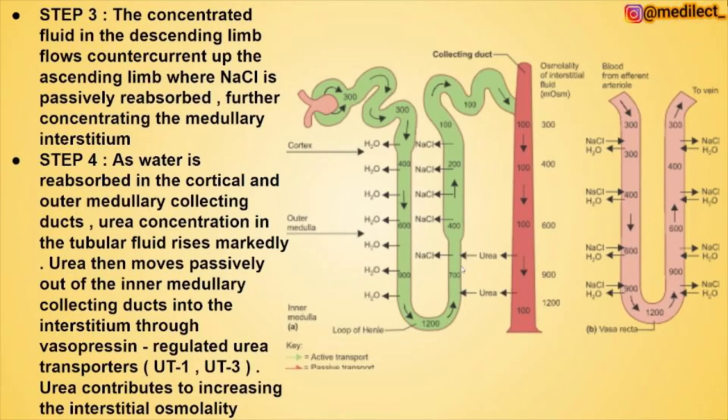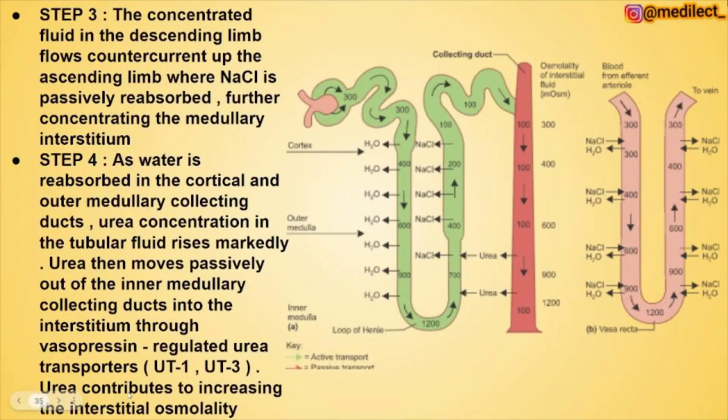Now, step 4: as the water is reabsorbed in the cortical and the outer medullary collecting ducts, urea concentration in the tubular fluid increases. So, as the urea concentration in the tubular fluid increases, what will happen? Urea then moves passively out in the inner medullary collecting ducts into the interstitium through the vasopressin regulated urea transporters 1 and 3. And here the urea contributes to increase the interstitial osmolarity.